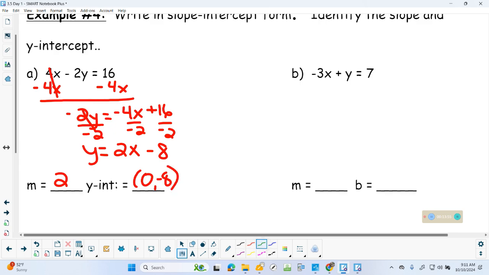All right, let's do B. A little algebra here. We got to solve for y. This one's not so bad. So I'm going to use my addition property of equality. See, now you got me going. I'm going to add it to both sides.